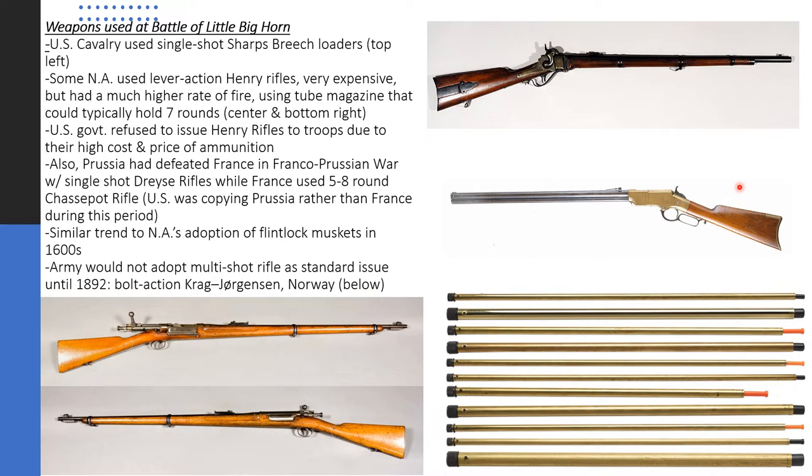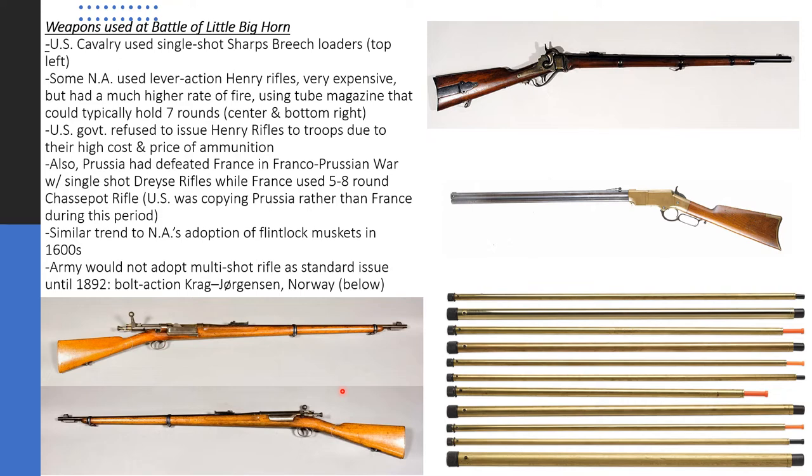The Native Americans, including the Lakota, made good use of the Henry rifles they had, along with their other weapons, to defeat the U.S. Army. By the way, the U.S. Army is actually not going to adopt a multi-shot bolt-action rifle until 1892, and that's the Krag-Jørgensen, which is actually a weapon from Norway. But that's not going to be until 1892, and you can see that rifle here.